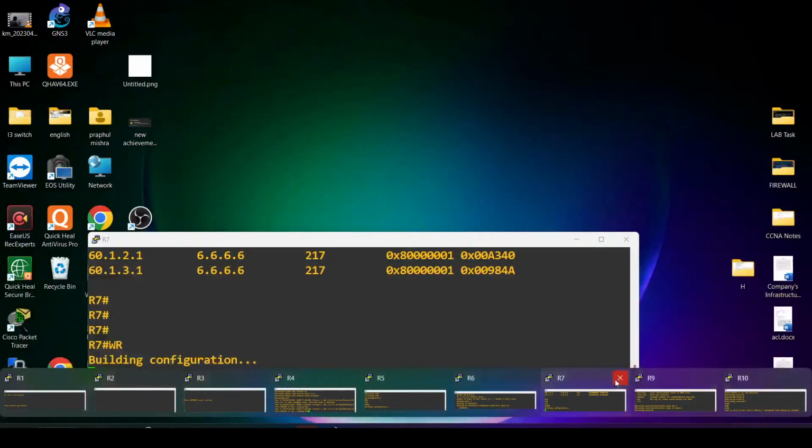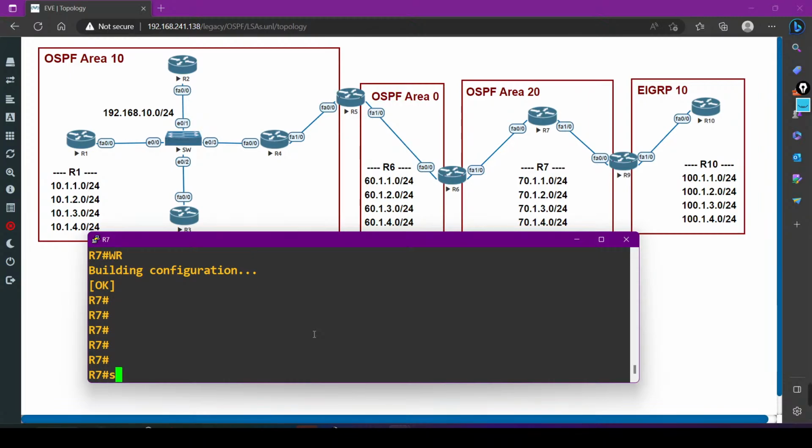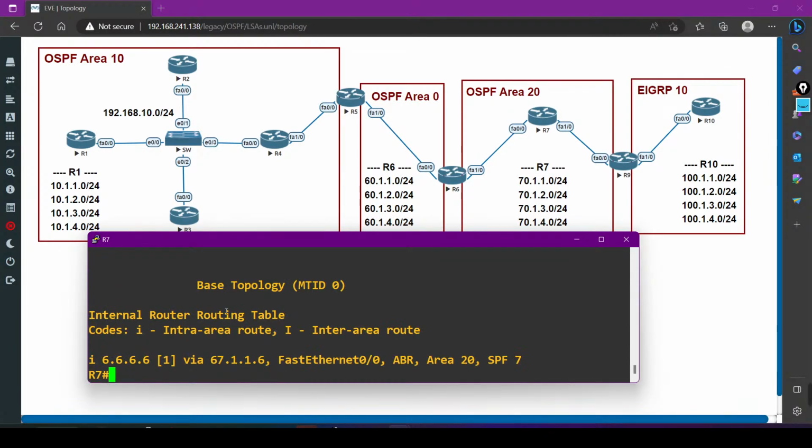Now on router number 7, first of all, see, show ip ospf border-routers. 6.6.6.6 is the border router. Why is there no information about the ASBR?